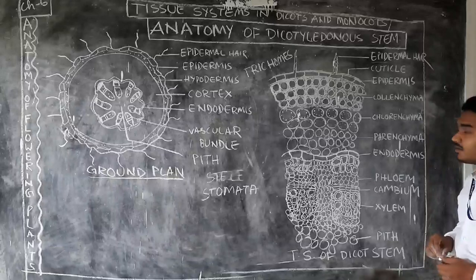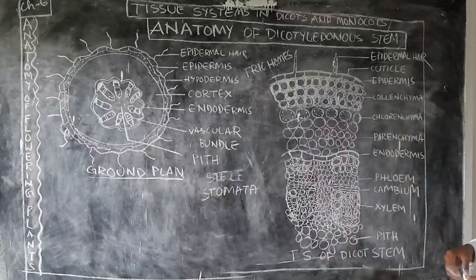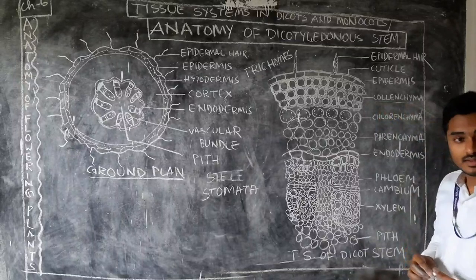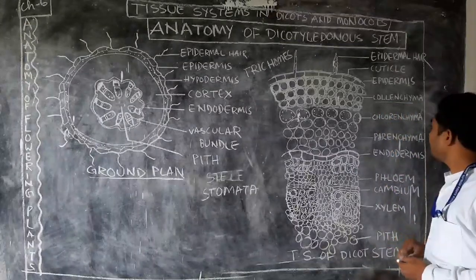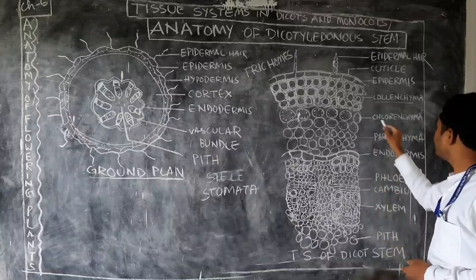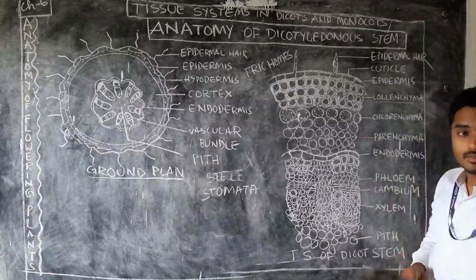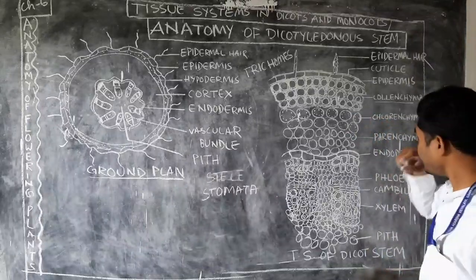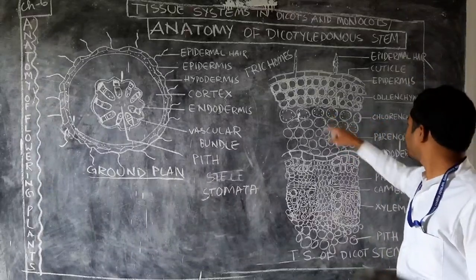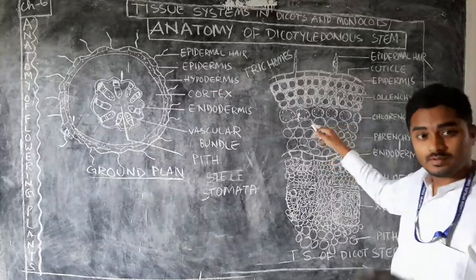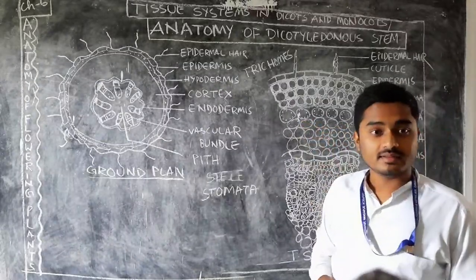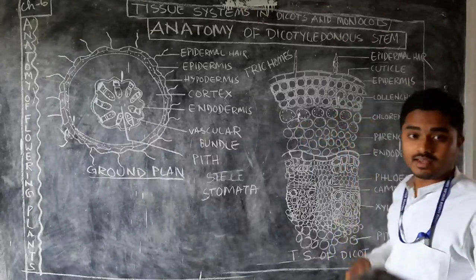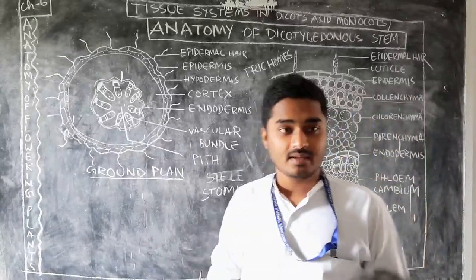But the cortex is composed of various types of simple permanent tissue, and the first one is parenchyma, the next is chlorenchyma, and the collenchyma. So what is chlorenchyma? The chloroplast-bearing parenchyma is known as chlorenchyma, and they contain chloroplasts. In the young stem we are discussing, they help in the process of photosynthesis. And the collenchyma provides mechanical strength.